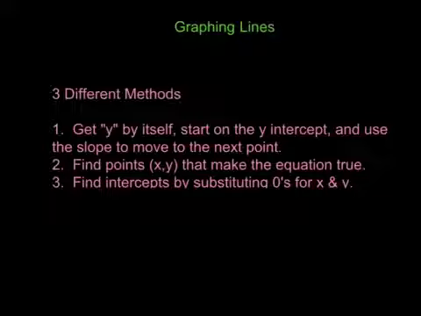And the 3 methods are, number 1, first method is to get y by itself. And that way we can start on the y-intercept, the b value, and use the slope, the m, remember that number in front of x, we'll use the slope to move to the next point. From the y-intercept, we'll move to the next point using the slope.